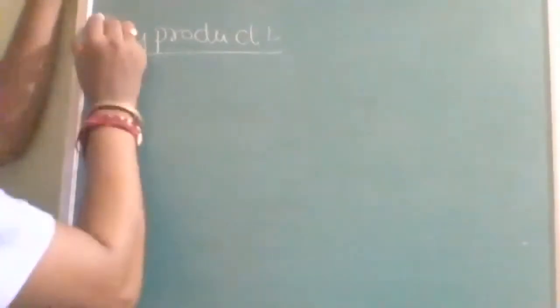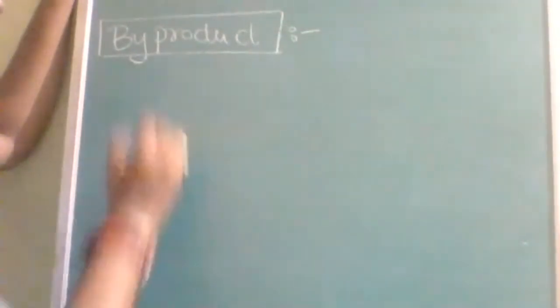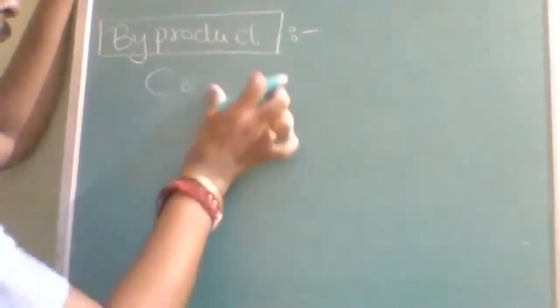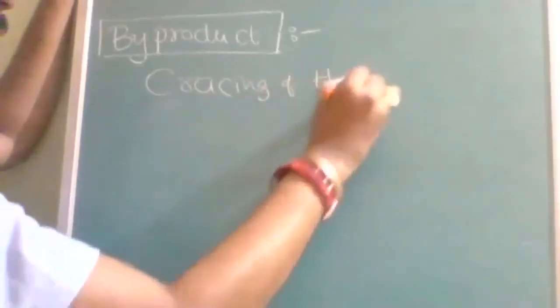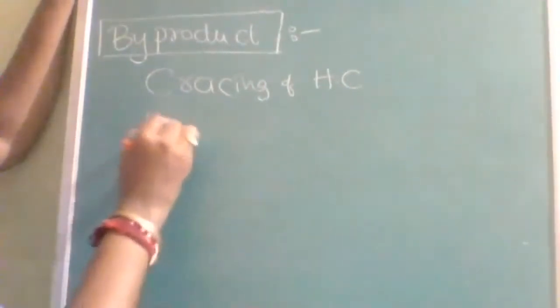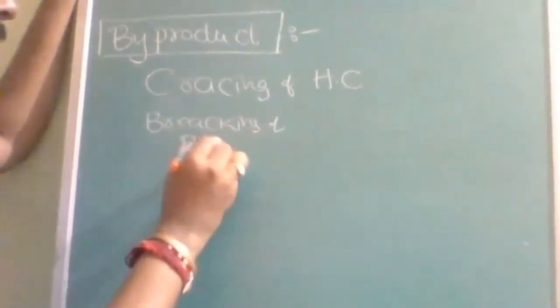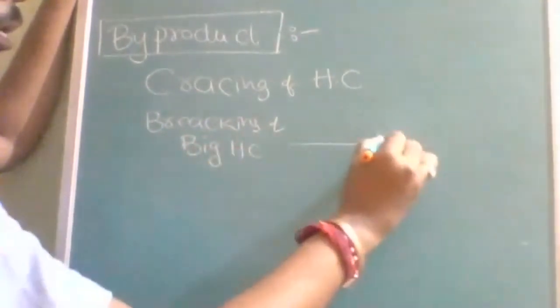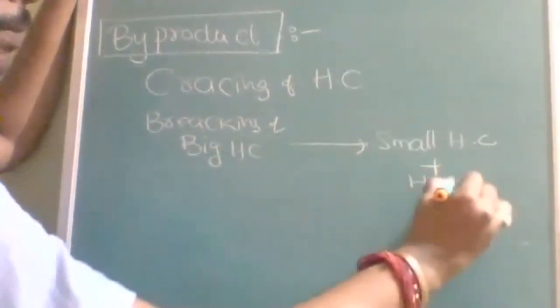Okay, byproduct means we are preparing something else, and as an additional product we are getting this hydrogen. First is cracking of hydrocarbons. Cracking of hydrocarbons means breaking a big molecule into small molecules, breaking big hydrocarbons into small hydrocarbons. So during that, some extra hydrogen will be liberated.